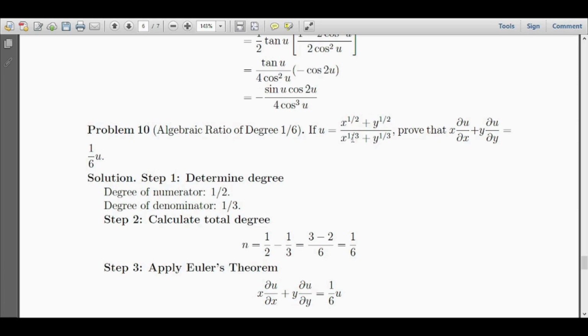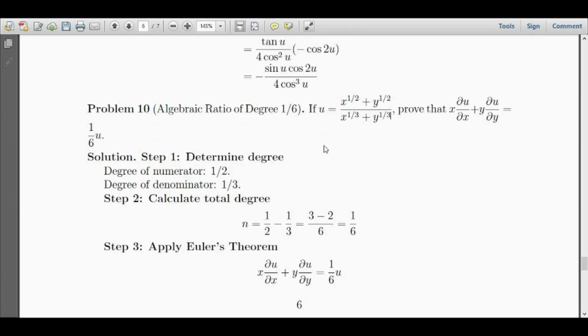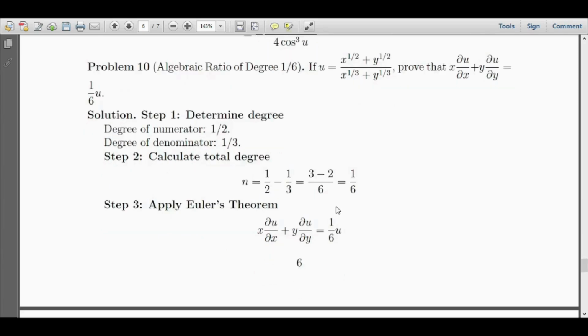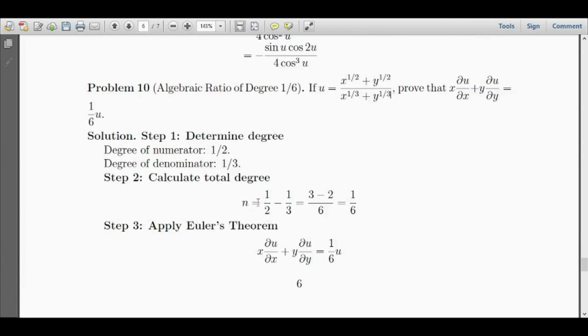Therefore, degree of f/g equals degree of the numerator minus degree of the denominator. Degree of the numerator is 1/2, degree of the denominator is 1/3. So the degree of f/g is 1/2 minus 1/3, which is (3 minus 2)/6, that is 1/6. By Euler's theorem, x ∂u/∂x + y ∂u/∂y = nu, where n is 1/6, so 1/6 u.